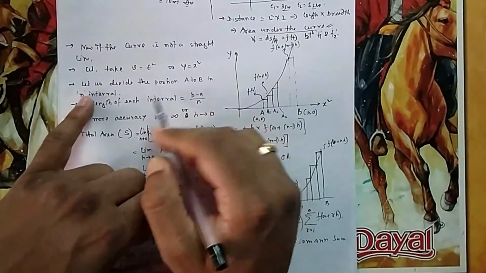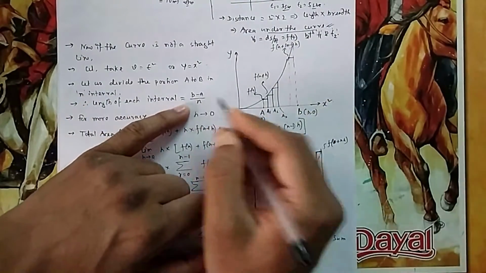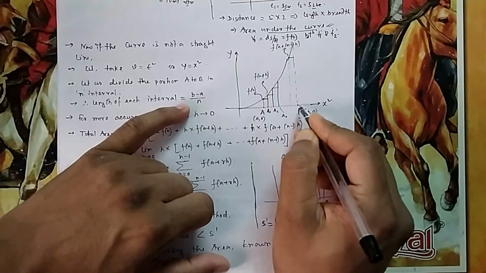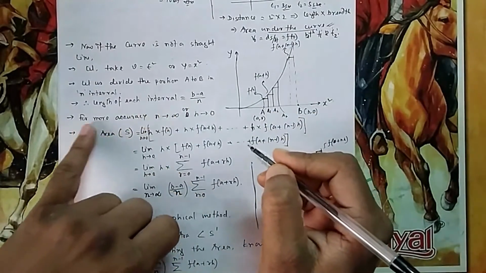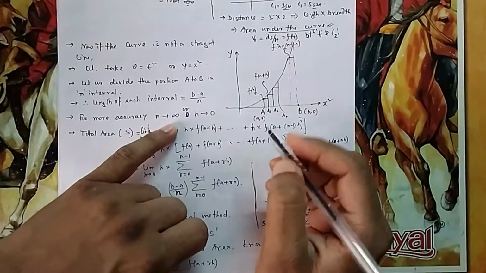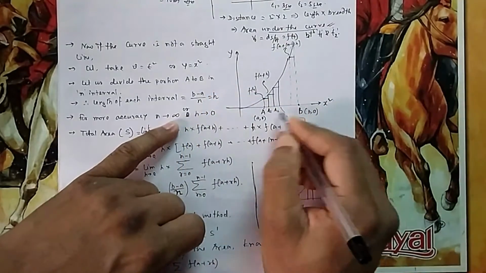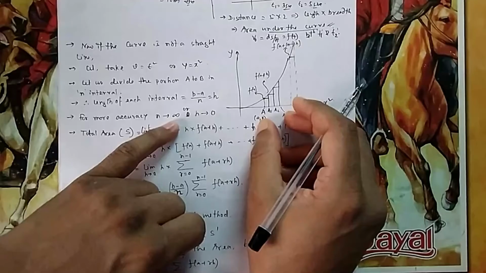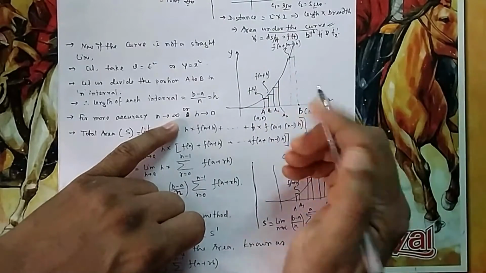So let's divide this portion into n intervals, that means n rectangles. So the length of each interval will be equal to b minus a, where this position is b and this position is a, divided by n. Now for more accuracy, as we have understood, we will increase this n, and this is equal to h actually. We will increase this n to infinity. So we will be taking lots of rectangles.